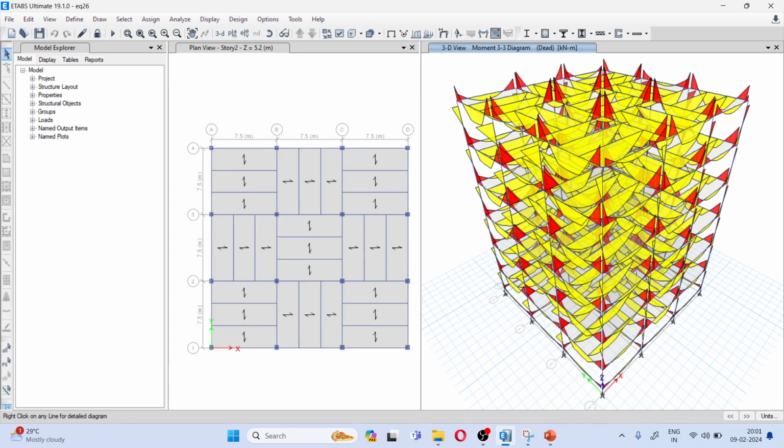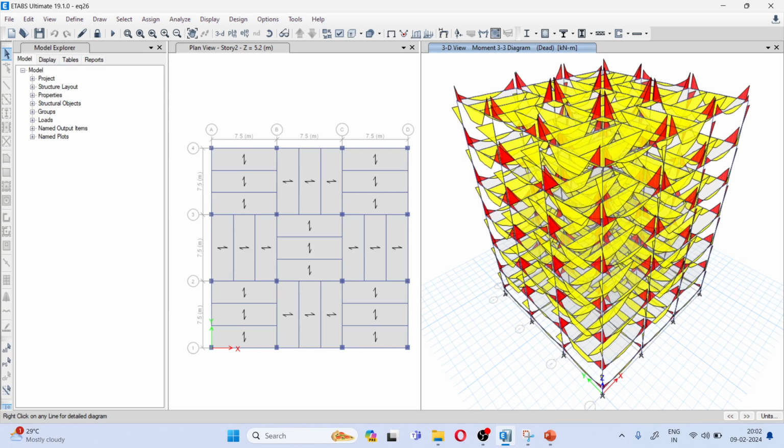Most of the time, we are not sure about our results in the software. So in this video, I am going to share one trick on how to check an ETABS model or any software structural modeling, and how to get assured and confident.